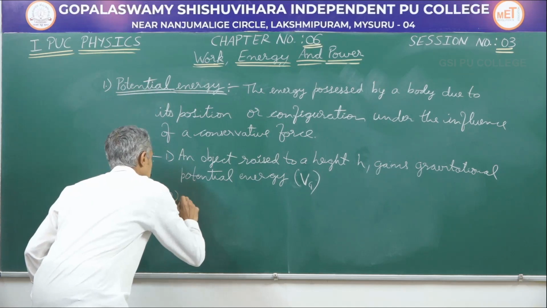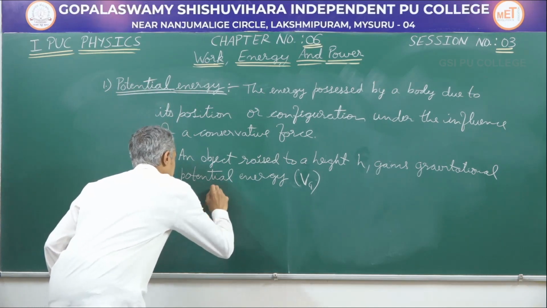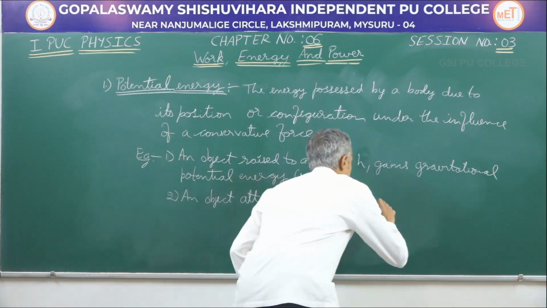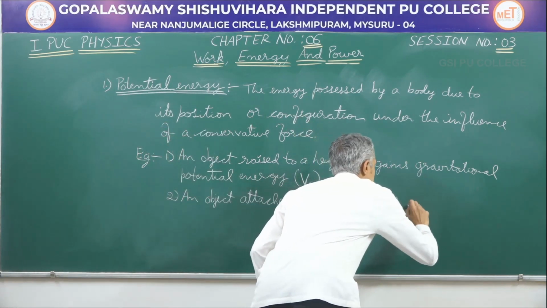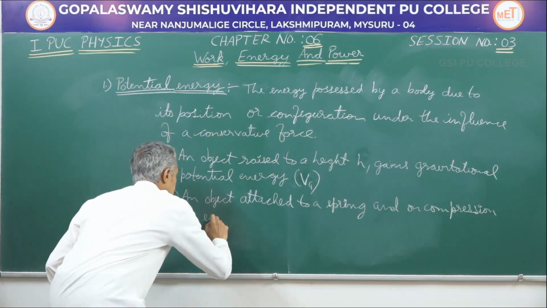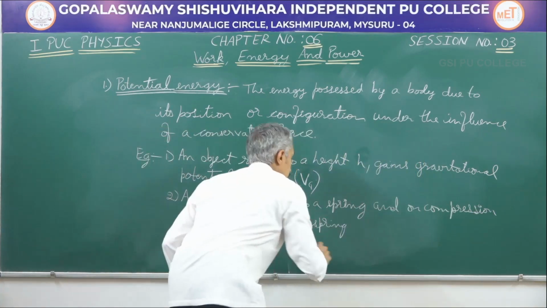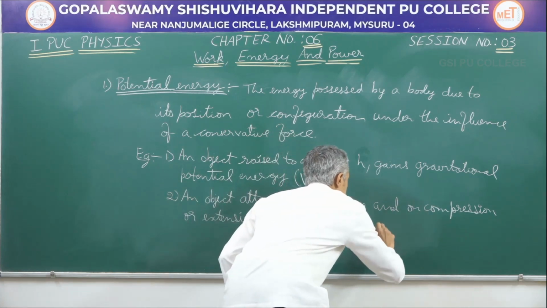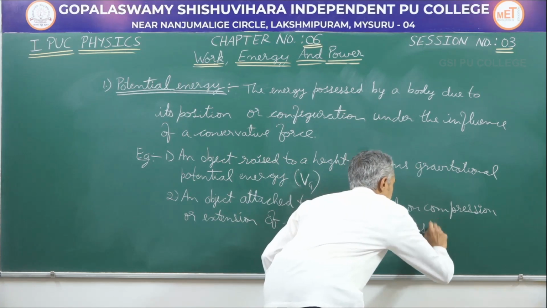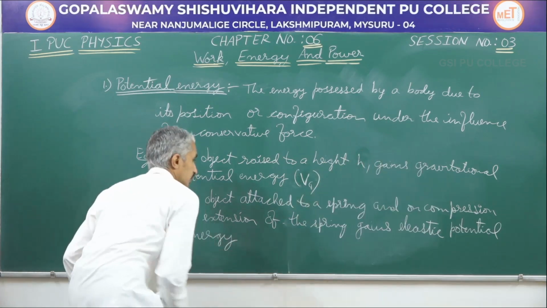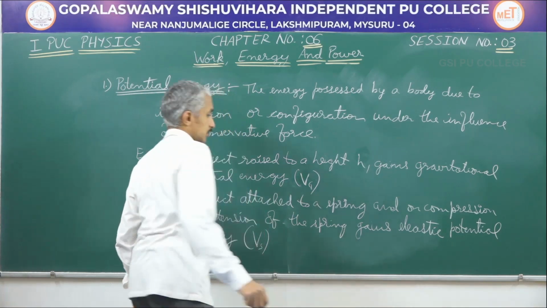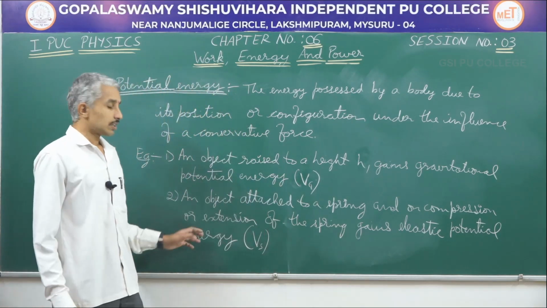Second thing, an object attached to a spring, on compression or extension of a spring, gains, in this case I may call this as elastic potential energy, or the spring potential energy. I can represent it as V subscript S. So these are the two examples.